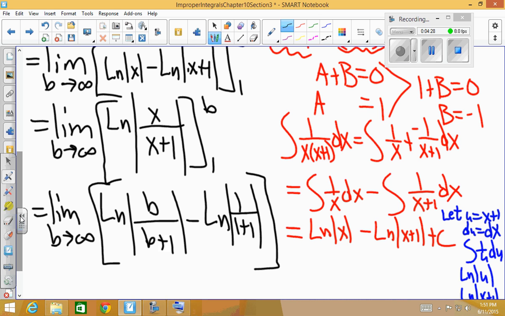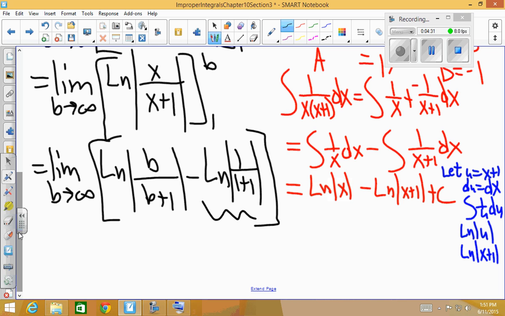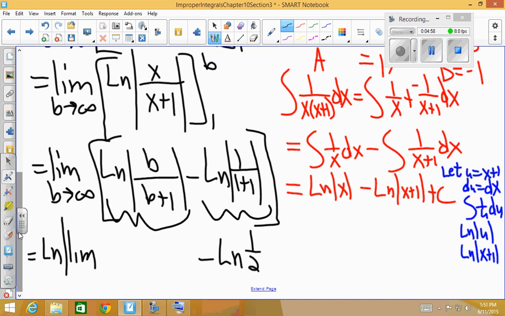Of course, that second natural logarithm is just going to be the natural log of 1/2. And when you take the limit of that, that's what you end up with, because that is simply a constant. And so when you take the limit of a constant, you get the constant. However, the limit of the natural log of the absolute value of b divided by b plus 1, this becomes the natural log of the limit b over b plus 1.